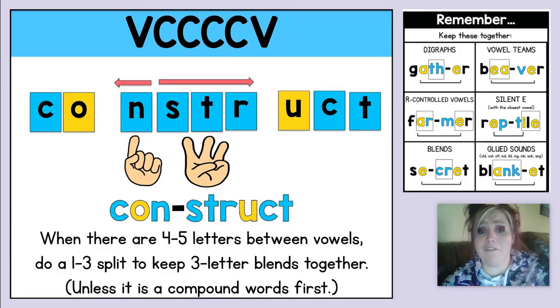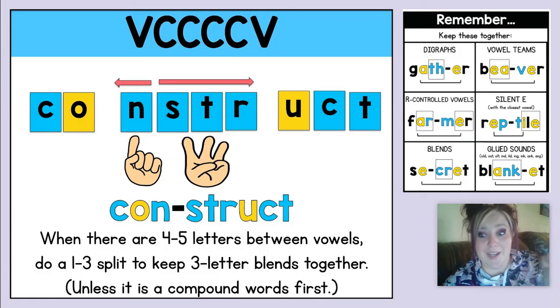When there are 4 or 5 letters between vowels, we have to do a 1, 2, or 3 split to keep 3 letter blends together. Remember our cluster blends? We learned those near the beginning of our mastery skills, right after our blends. Our 3-letter cluster blends are like THR, like throw, or SQU, like square or Squidward, or STR, like strawberry. We keep those together unless it's a compound word first, okay?